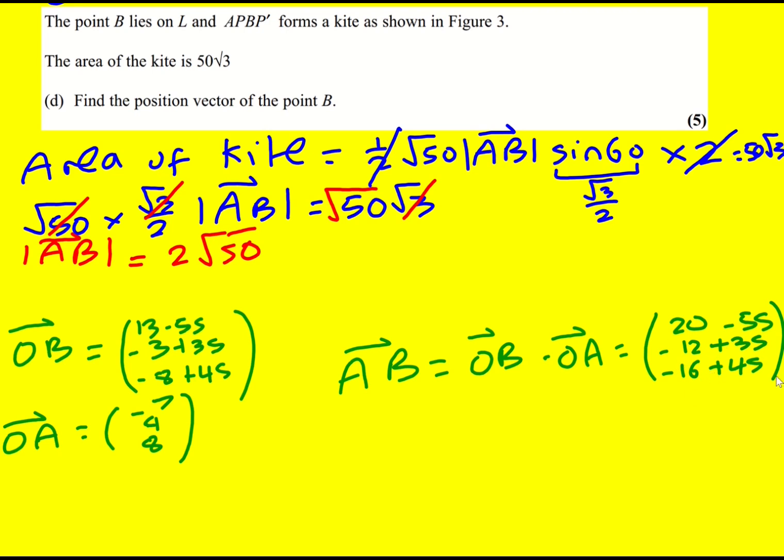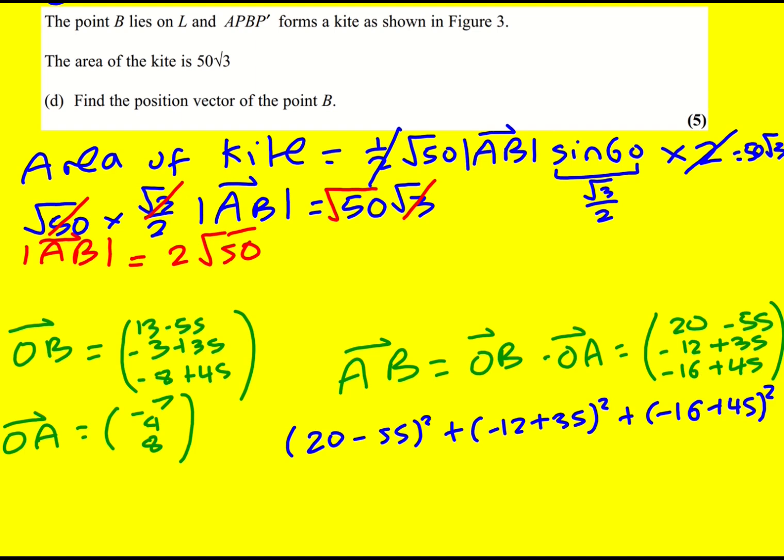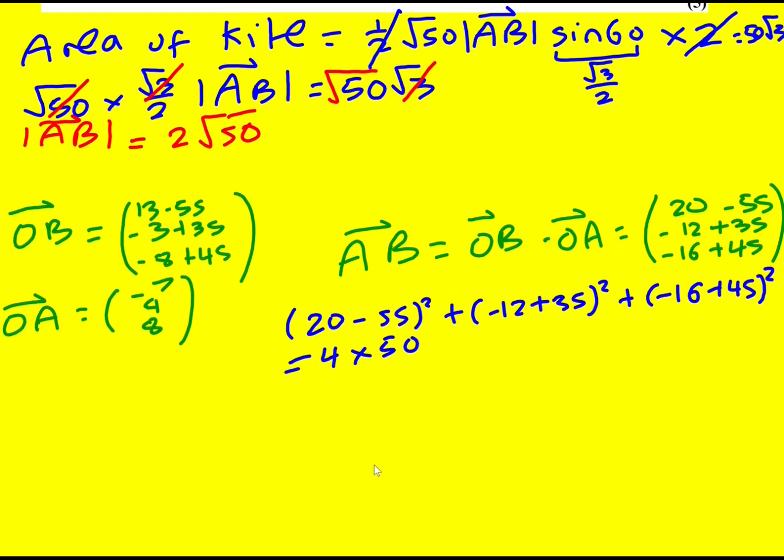Okay, so if I now work out the magnitude of this, in fact, I'm not going to work out the magnitude, I'm just going to do a squared plus b squared plus c squared equals the magnitude squared. So 20 minus 5s squared, plus minus 12 plus 3s squared, plus minus 16 plus 4s squared is going to equal 4 times 50. We can work out what s is.